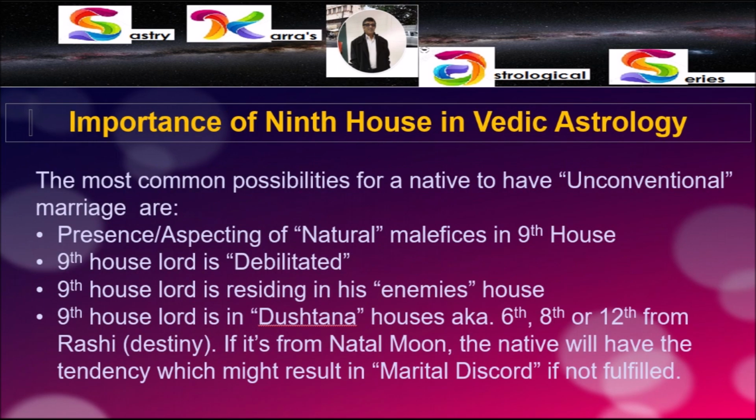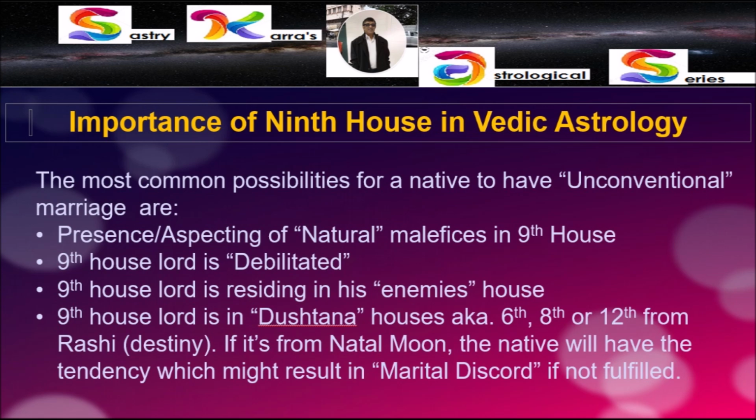Now the question is, what are the common possibilities for a native to have an unconventional marriage? First and foremost, we see who the ninth house lord is. If the ninth house lord is a malefic planet, Saturn, Mars, or Sun, that's the first step to say there is a possibility. And then, what planets are residing in the ninth house? Are they malefic or benefic planets? Which planets are aspecting the ninth house? Are they malefic or benefic planets? That's the first thing we have to see. Those are the 3 lines.